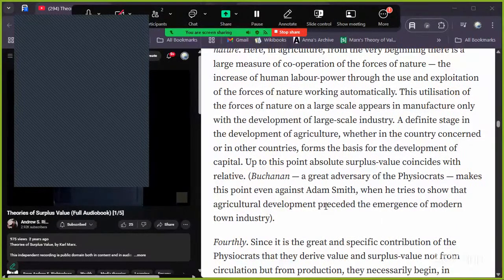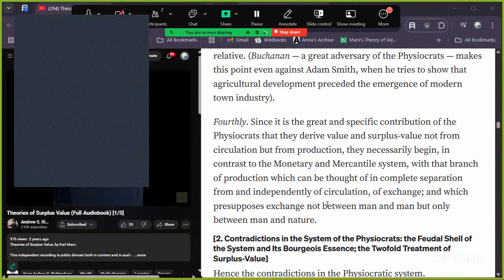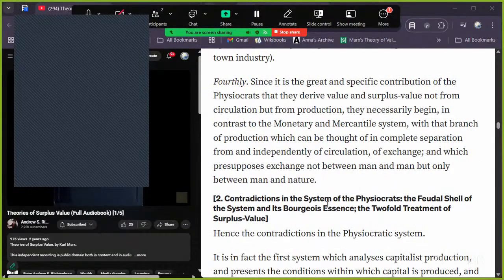Buchanan, a great adversary of the physiocrats, makes this point even against Adam Smith when he tries to show that agricultural development preceded the emergence of modern town industry. Fourthly, since it is the great and specific contribution of the physiocrats that they derive value and surplus value not from circulation but from production, they necessarily begin, in contrast to the monetary and mercantile system, with that branch of production which can be thought of in complete separation from and independently of circulation, of exchange, and which presupposes exchange not between man and man, but only between man and nature.